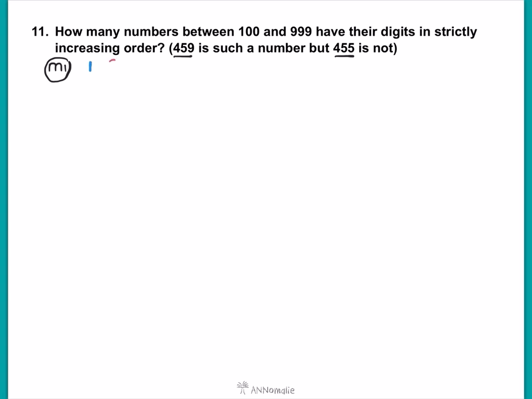Let's say the second digit is a 2. Then the third digit could be a 3, a 4, a 5, a 6, a 7, an 8, or a 9, resulting in 7 numbers. But if the second digit was a 3, we'll only have 6 numbers, because then the third digit must be 4, 5, 6, 7, 8, or 9. And we carry on that way.